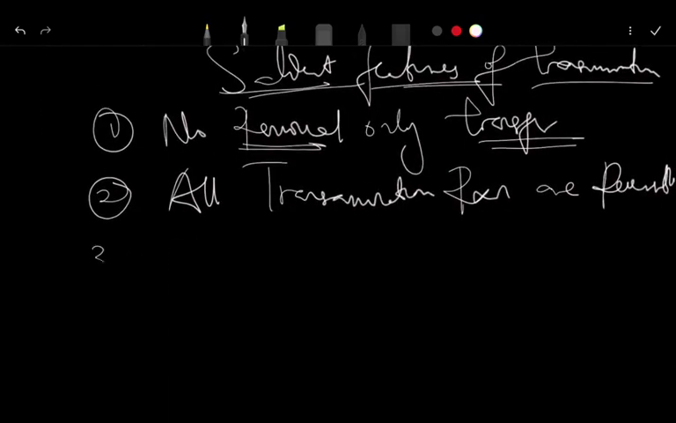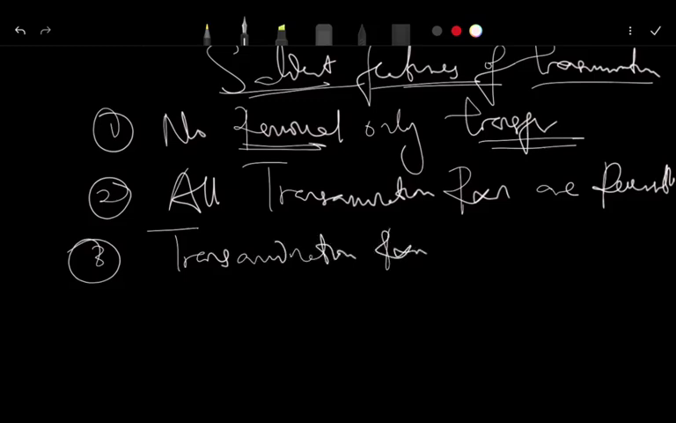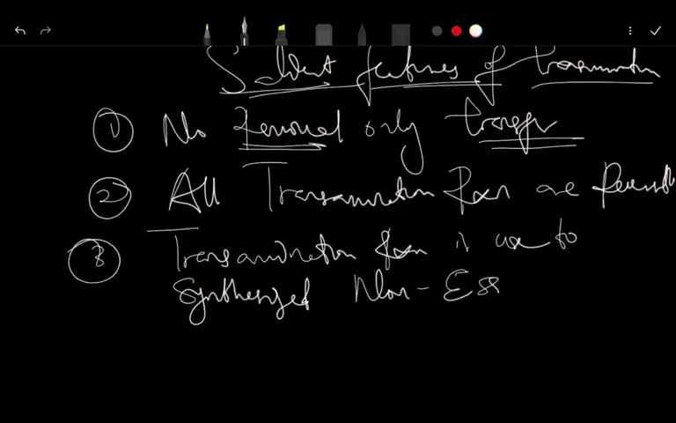The third point about transamination reaction you must know is that transamination reaction is used to synthesize non-essential amino acids. That's why I taught you the classification of non-essential amino acids first, so that you get an idea. Remember, the non-essential amino acids are those amino acids that can be synthesized in the body.